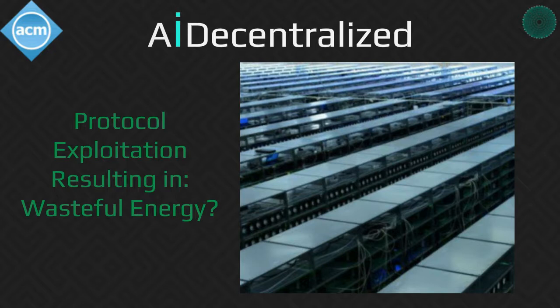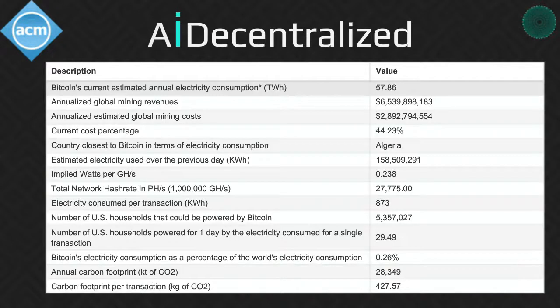And what we mean by wasteful energy here, it's not a little amount of energy, it's a lot of energy. This shows Bitcoin's current estimated annual electricity consumption in terawatts. When you compare that to other countries, it's a bit more than Algeria. Okay, that's not good. The number of U.S. households powered for 1 day by the electricity consumed for a single transaction is 29. Okay, that's horrible. So this is cost.